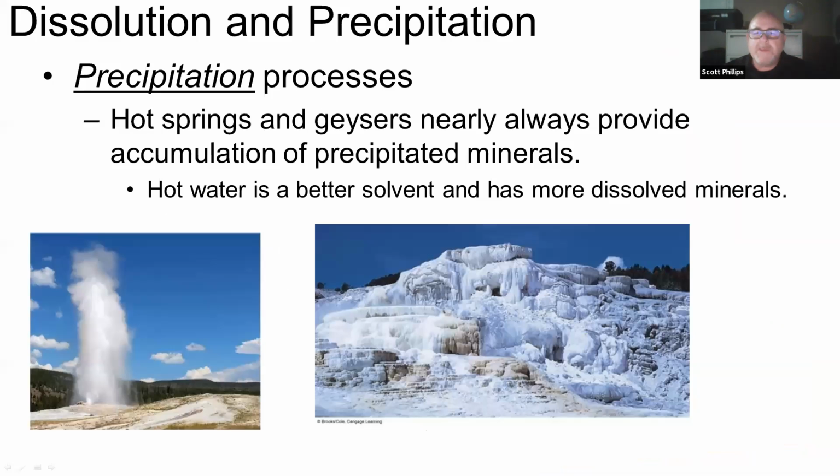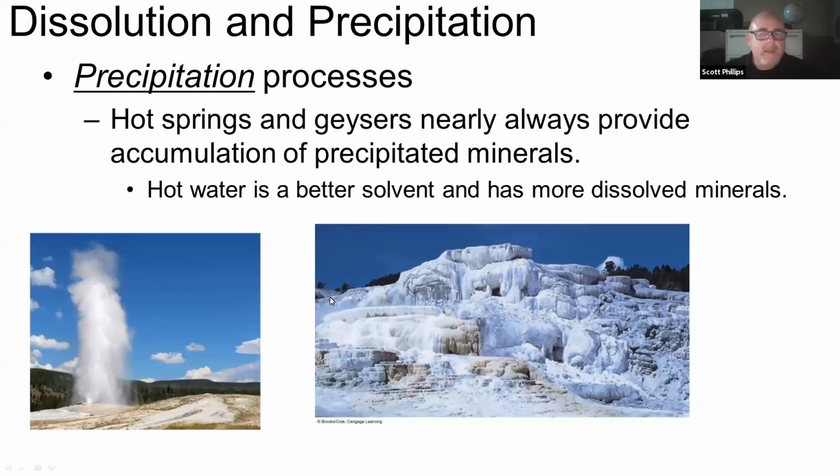And one place you have a lot of precipitation is in hot springs. So hot springs are where you have geothermal water, which we'll talk about in a moment. But because hot water is a better solvent, things can dissolve easier in hot water, when the hot water comes out, it has a lot of dissolved material. And if you look here, this is from Yellowstone, where all this stuff is stuff that precipitated after the water cooled down after coming out of the ground.